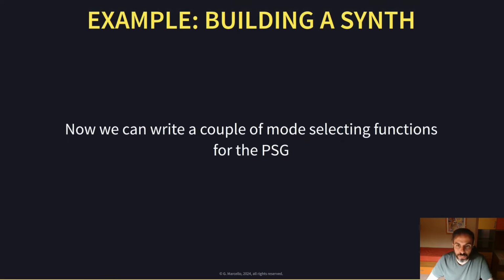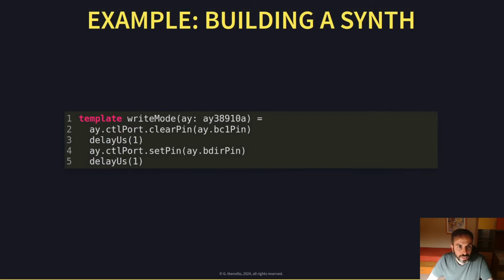Okay, now we can write a couple of mode selecting functions for the PSG, because we needed that delay function. For example, we can write a write mode. This PSG has 3 modes. It's not important to go into this detail, but we can define them as templates. Templates here are really used as real inlining, okay? So whenever you want real inlining, you can use templates. And differently from C, these are scoped, so they are not dirty by default. Everything defined inside the template will not clash with the stuff from the outside world.